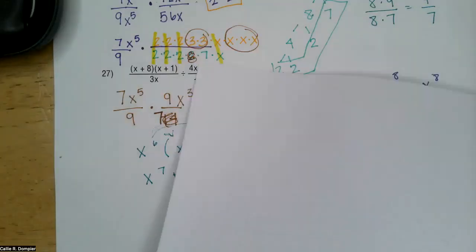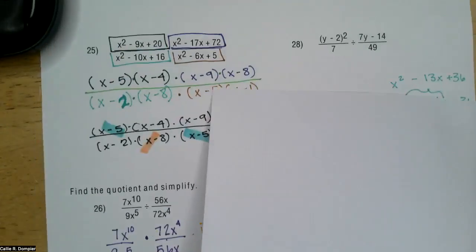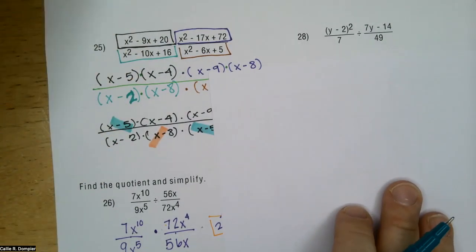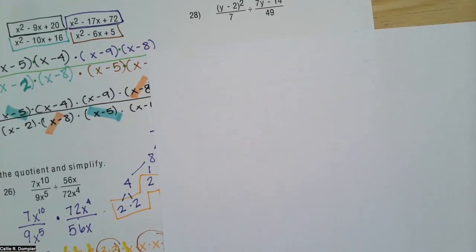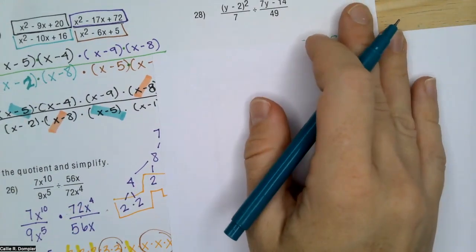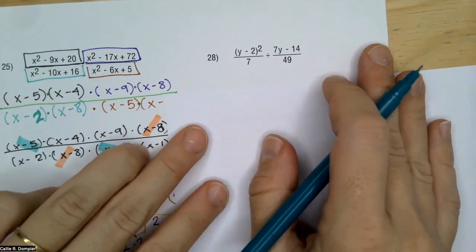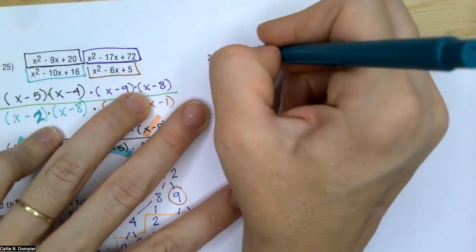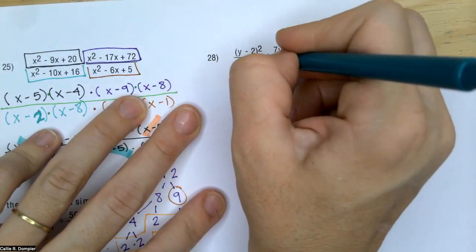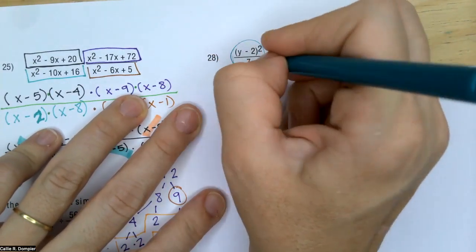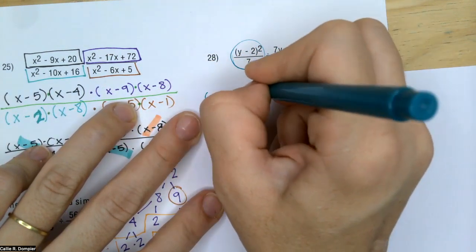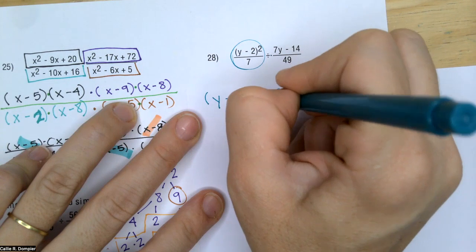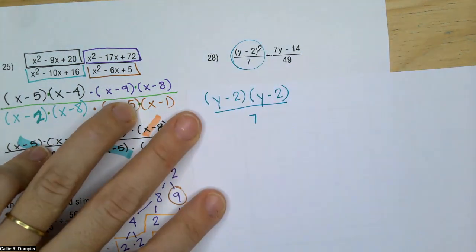All right, 28. Guys, only 2 more. 28 is y minus 2 squared divided by 7 divided by 7y minus 14. Again, let's simplify before anything else. Before we start dividing, simplify this. Y minus 2 squared means y minus 2 times y minus 2. And I guess that's all the simplifying you can do.